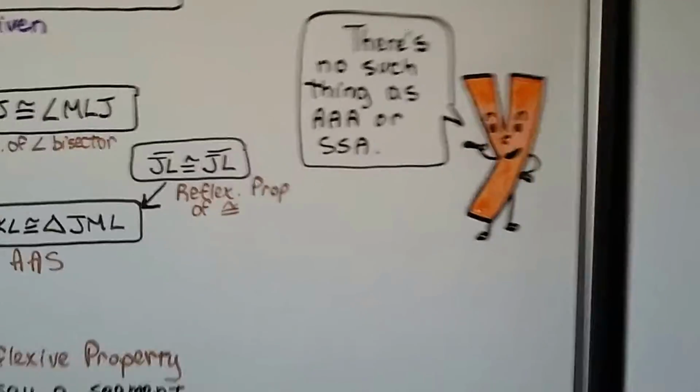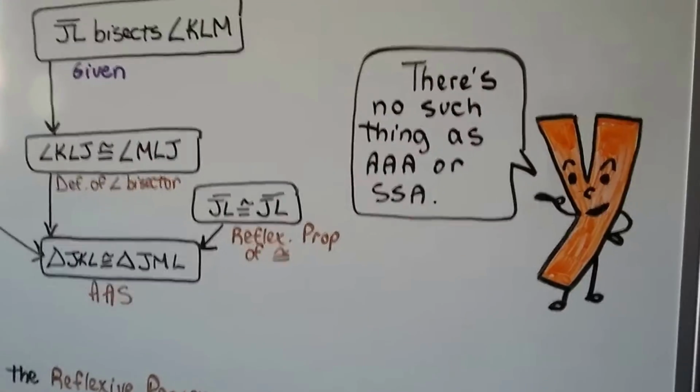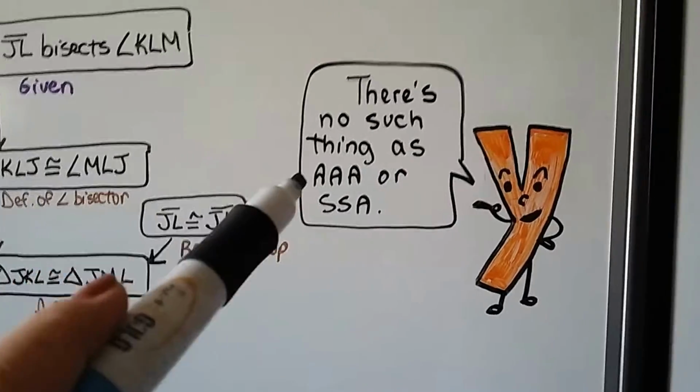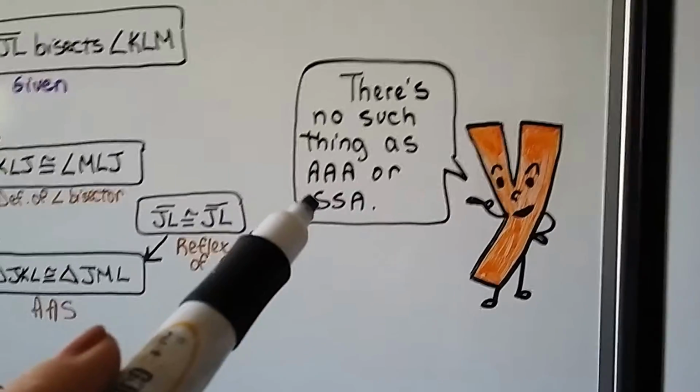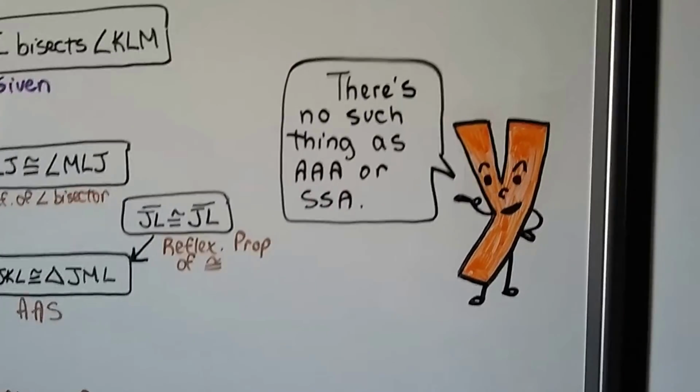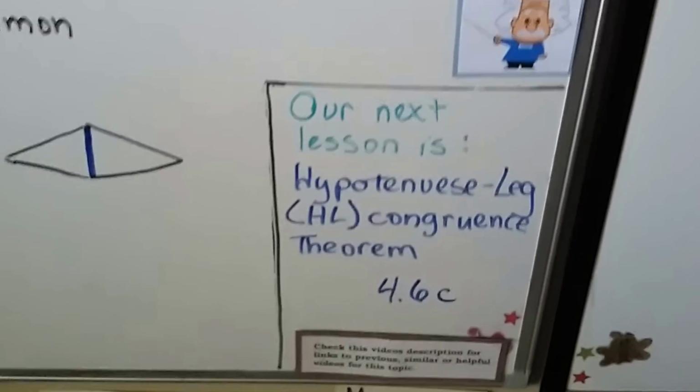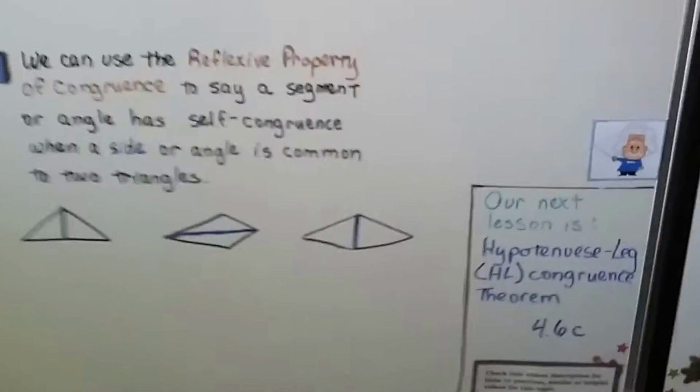Now, the other thing I wanted to point out is we're talking about all this ASA and AAS and side, side, side. There's no such thing as AAA or SSA, okay? Our next lesson is hypotenuse leg. It's HL congruence theorem. That's 4.6c.